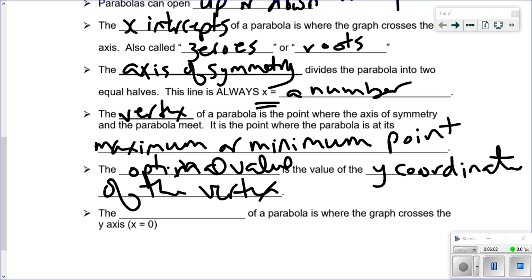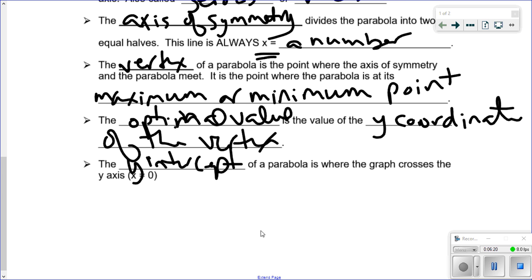And although we didn't say it, the axis of symmetry is the x coordinate of the vertex. The y-intercept, we talked about last class. It's where the graph crosses the y-axis, and x is always 0 at that point.